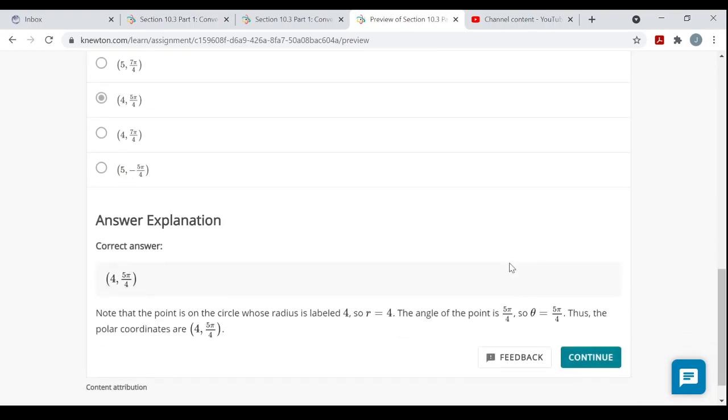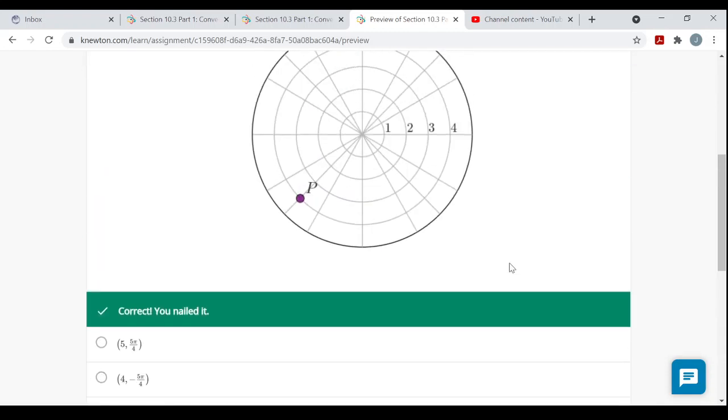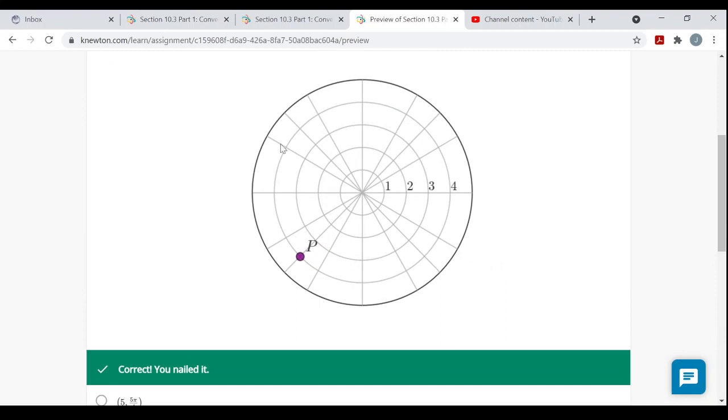So again, I'm hoping you watched the first video where I did a lot more drawings and explanation of that, but hopefully that made sense, right? In polar coordinates, we're traveling on circles centered at the origin, centered at the pole.